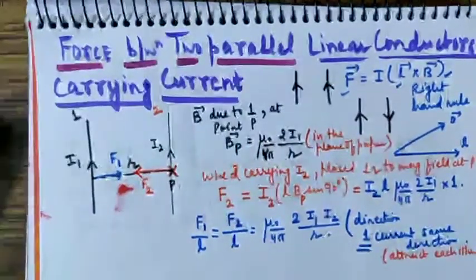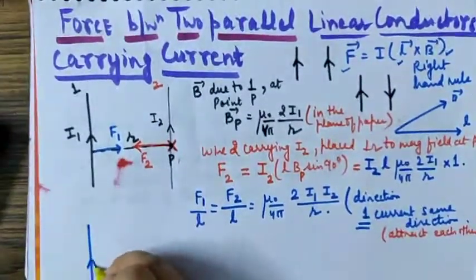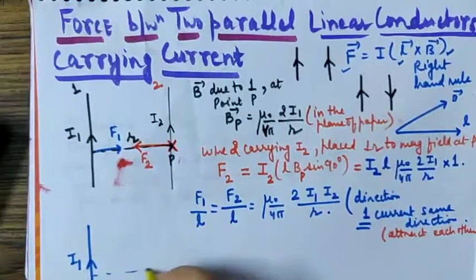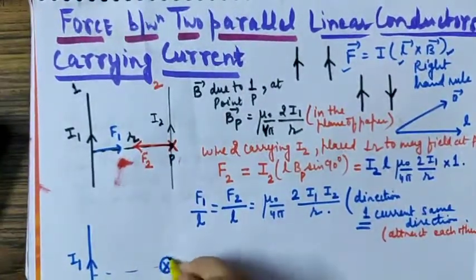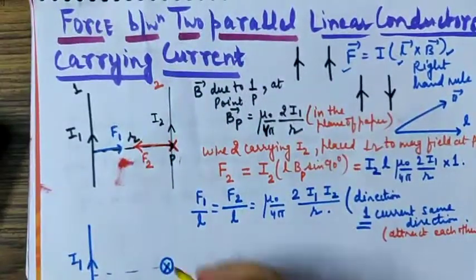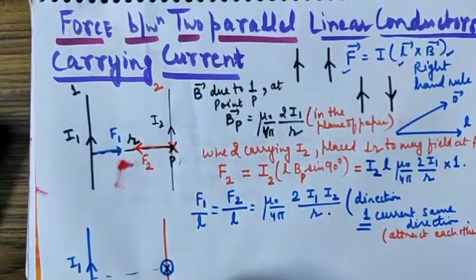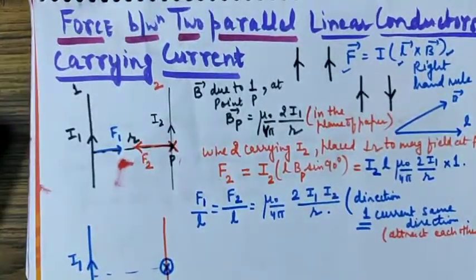Now I'll discuss the second case also. Second case, current upwards, I1. Let's say point P is here. Magnetic field at point P will be in the plane, because the case was as the previous one. Suppose a wire carrying current I2 is placed here in the opposite direction. Current in the wire is I2.